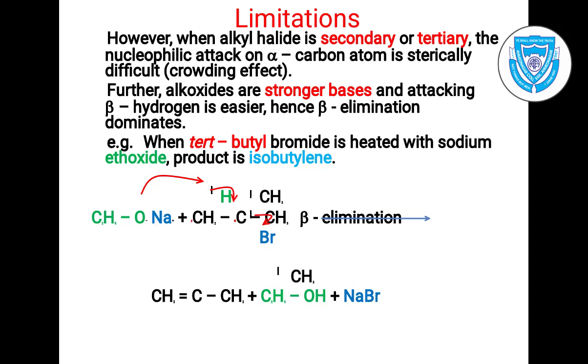Now in this case, since it is a bulkier group, the addition is a bit difficult. So what happens is, this oxygen will go and attack over here and hence this bond will be broken and you will get a double bond over here. And so in this case, due to the bulkier group, due to the crowding effect, it is difficult to form ethers.